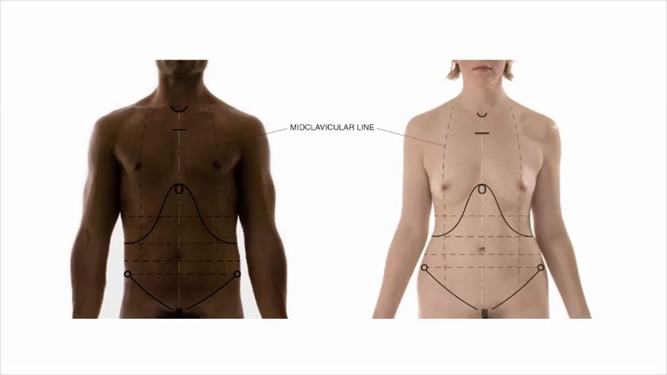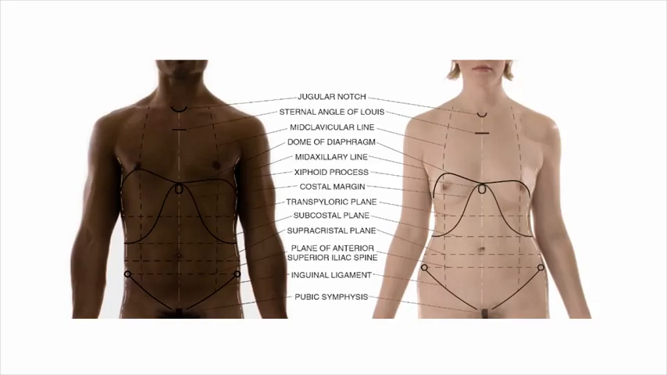We also indicate the subcostal plane across the inferior margin of the ribs. We show the midclavicular line. We see it passing approximately through the nipples, and we show the mid-axillary line. We see the dome of the diaphragm here. We note that on the right side, the dome is more superior than on the left. We now summarize the structures which we've identified at this point.